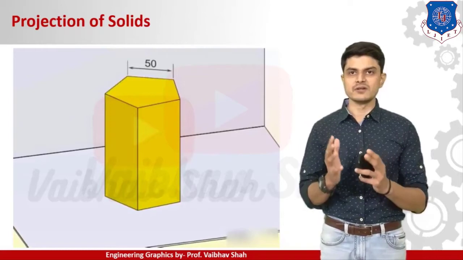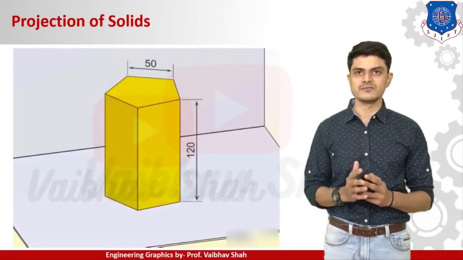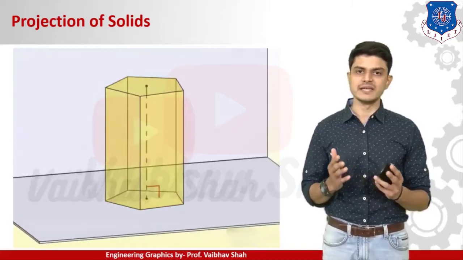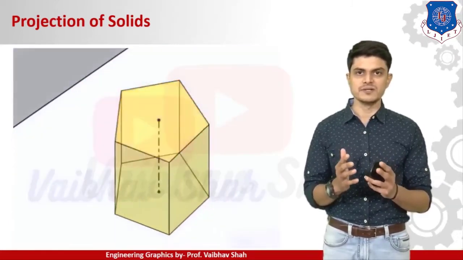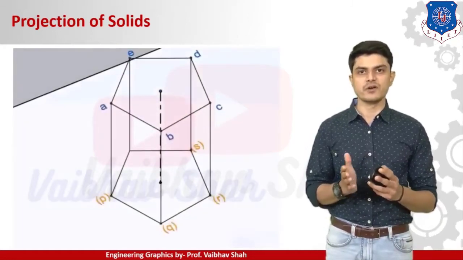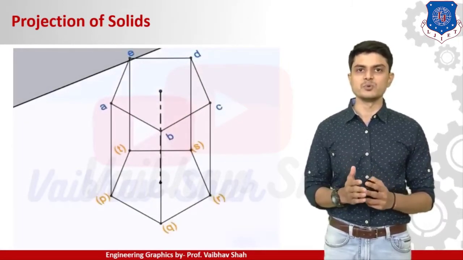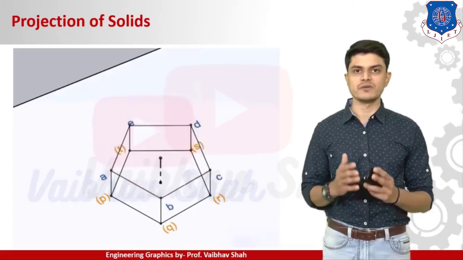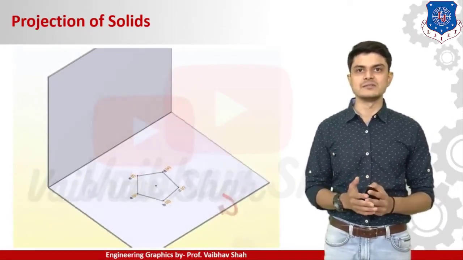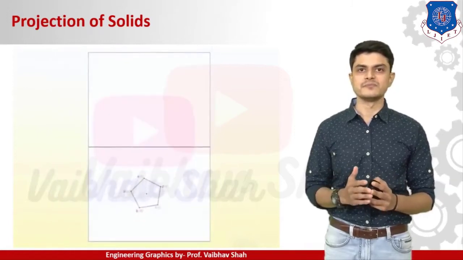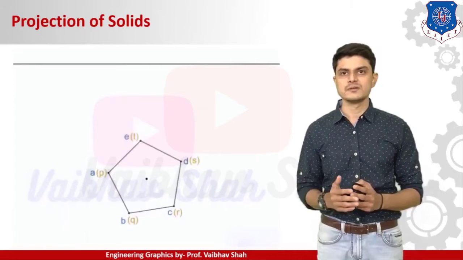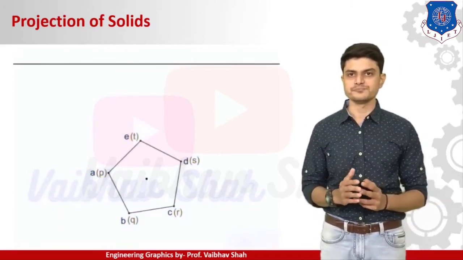We will be taking any one of the prisms in this case with 120 height and 50 as the base length. We will take its top view from the top direction, and its front view from the front direction. When we use the previous methods that we used in our projection of planes, we will have the same answer, and it will give us the projection of solids. Let us observe this by this video.